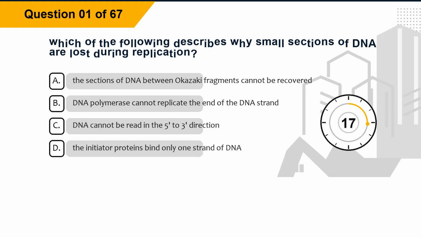Option A. The sections of DNA between Okazaki fragments cannot be recovered. Option B. DNA polymerase cannot replicate the end of the DNA strand. Option C. DNA cannot be read in the 5' to 3' direction. Option D. The initiator proteins bind only one strand of DNA.